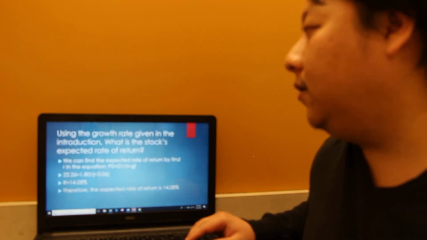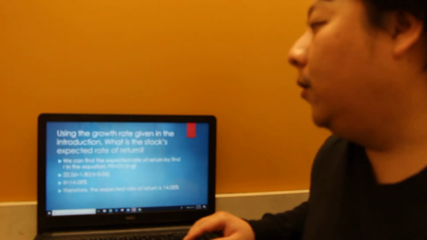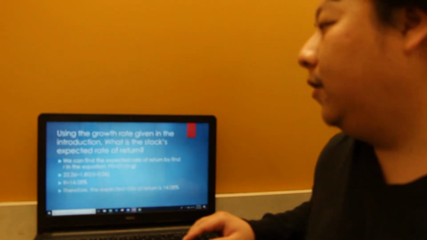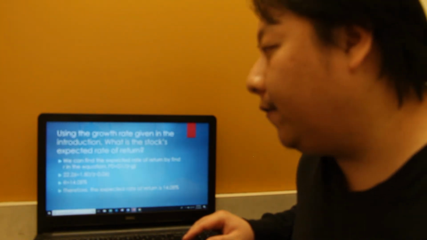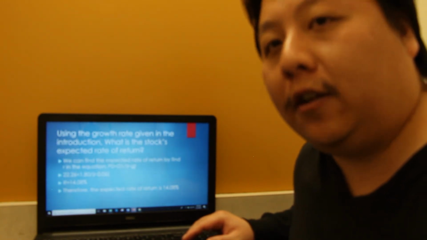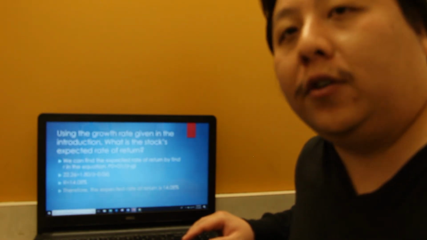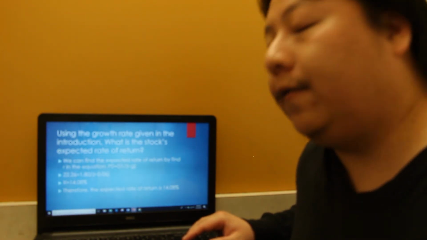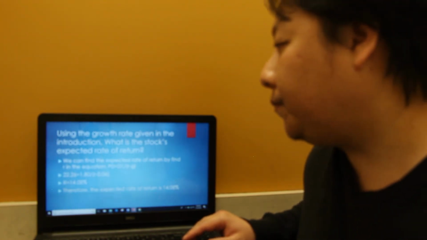Using the growth rate given in the introduction, what is the stock expected rate of return? We can find the expected rate of return by finding R in the equation P0 equals D1 divided by R minus G. Therefore, we plug in the numbers that we calculated earlier and solve for R. For R, I found it to be 14.08%, so therefore the expected rate of return should be 14.08%.